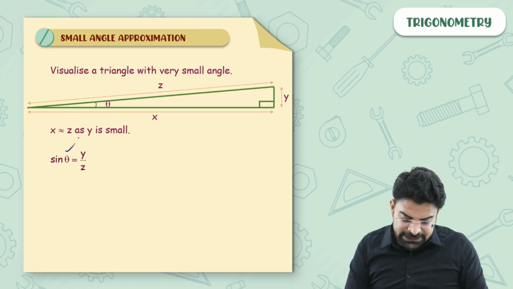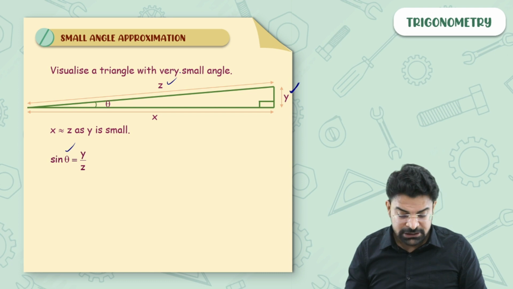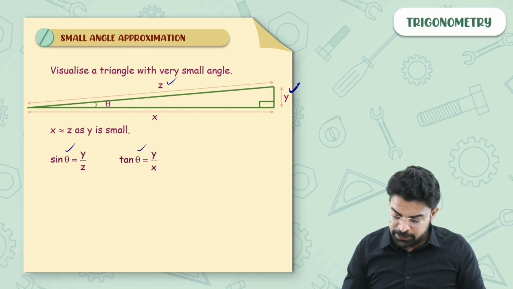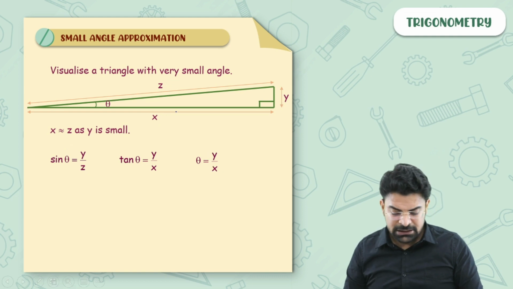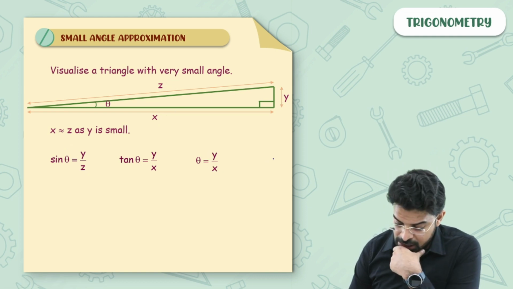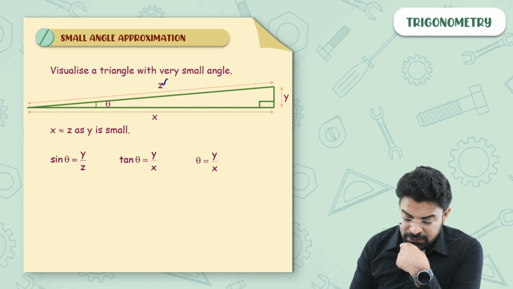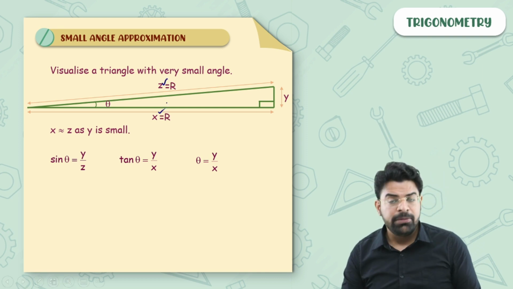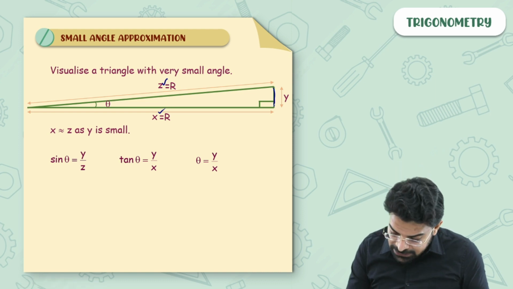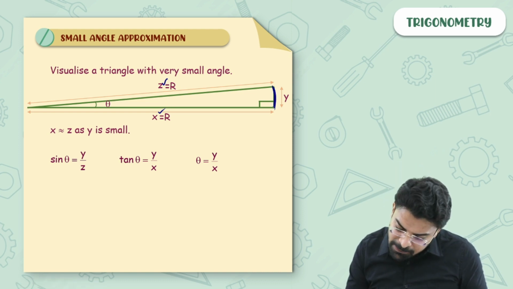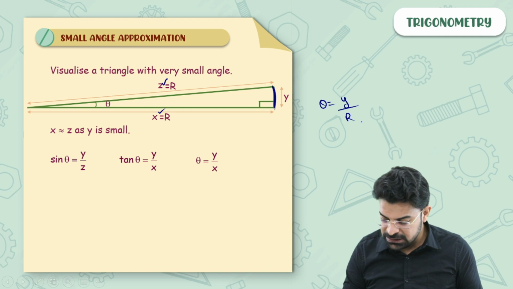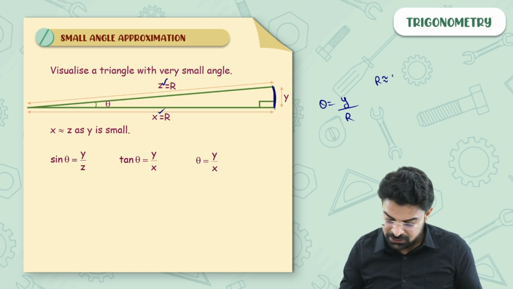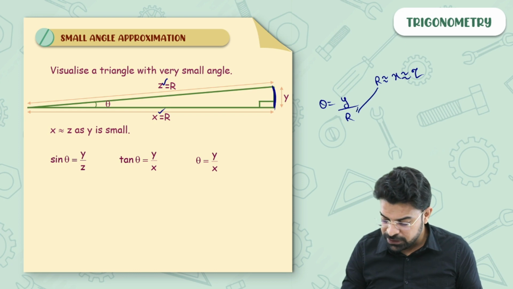So we know that sine theta equals perpendicular upon hypotenuse, that will be y by z. Tan theta equals perpendicular upon base, that will be y by x. And angle theta can be said to be y by x. How can you say theta equals y by x? Since both these lengths z and x are nearly equal, let's call them equal to r. Now we can treat this length y as an arc and we can say that theta equals the arc length upon radius, and the radius is nearly equal to x, which is nearly equal to z. So in place of radius I can write x here.